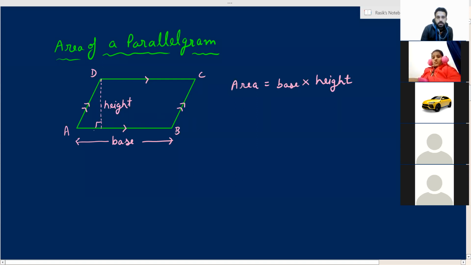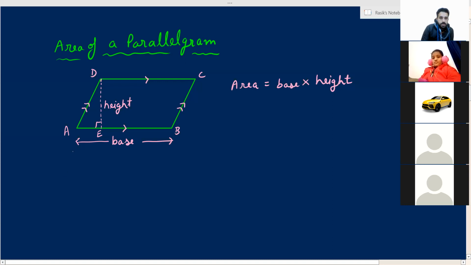Base is the side of the parallelogram and height is the corresponding distance between the two parallel lines. Perpendicular distance between the two parallel lines is known as the height. So this we will call height. We cannot say that AD is the height. We can only say that, sorry, DE is the height of the parallelogram. The length of DE will be the height. So this is area of a parallelogram.